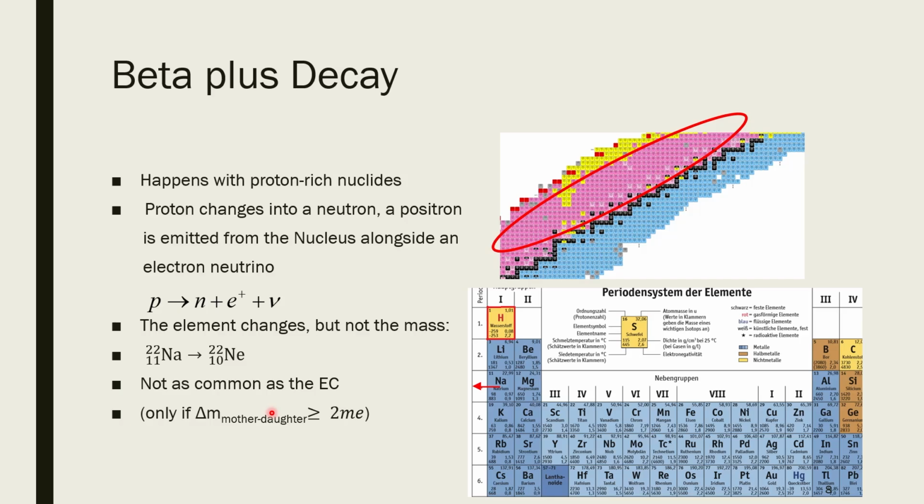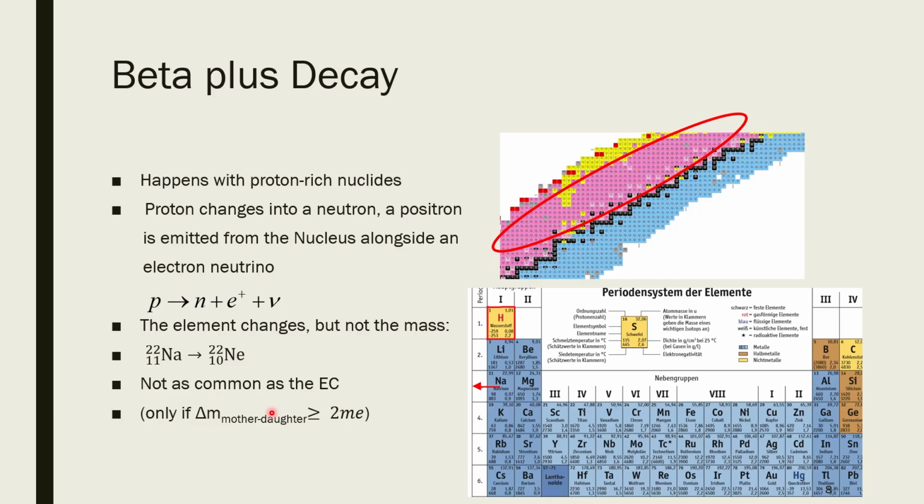But beta plus can only happen if the mass difference between the mother and the daughter nucleus is equal to or greater than 2 times the mass of an electron. So every element that can do beta plus can also do electron capture, but not the other way around. So the mercury that I stated on the previous slide can only do electron capture, but it can't do beta plus. Sodium-22 could do electron capture, but it can also do beta plus.